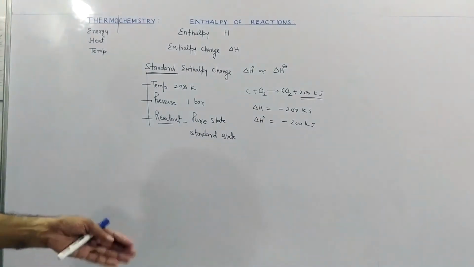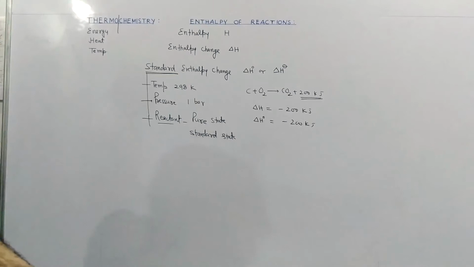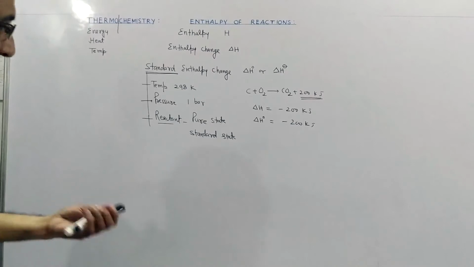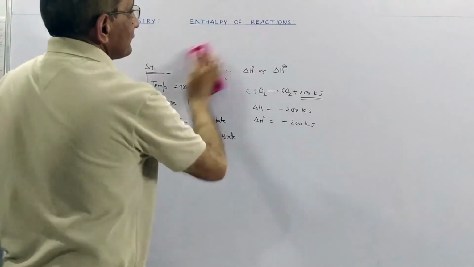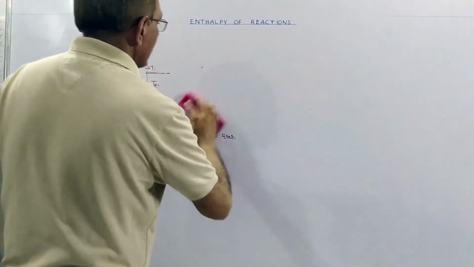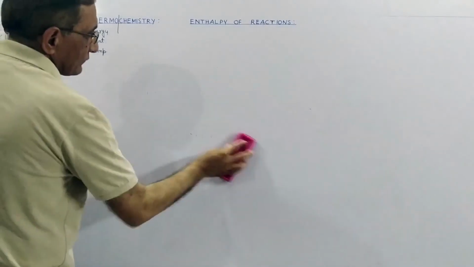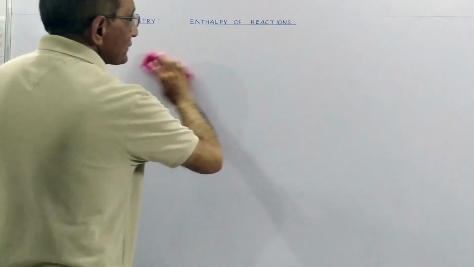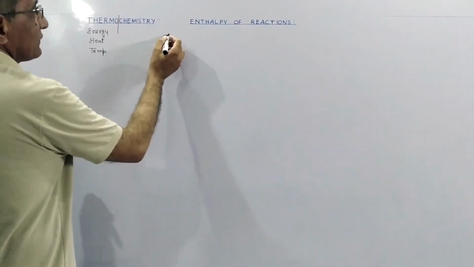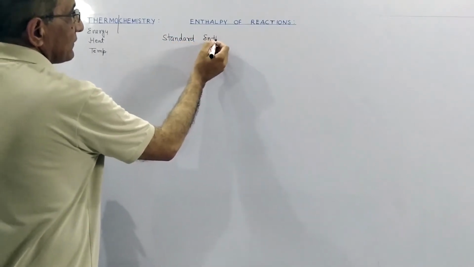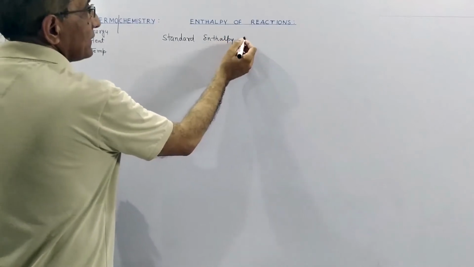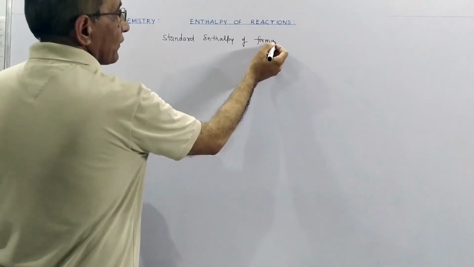Now there are various types of enthalpy change which we talk about in this chapter. So I will discuss them one by one because sometimes there is confusion in their definitions. So first of all, we will discuss, students, what is standard enthalpy of formation.